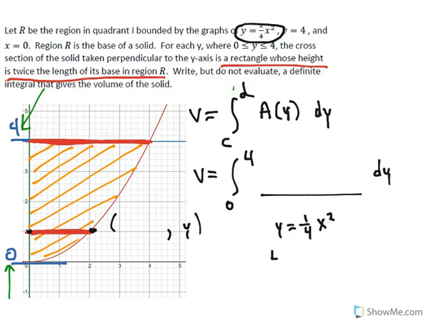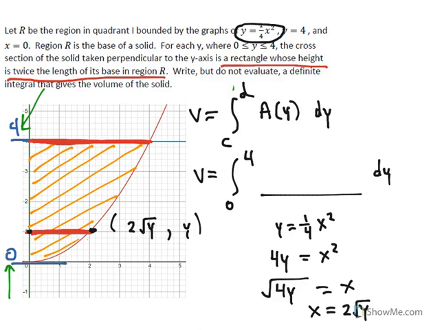So we multiply both sides of the equation by 4 and get 4y is equal to x squared. And then we will take the positive square root of both sides of the equation. The reason why we take the positive square root is because we're looking at quadrant 1, where x coordinates are positive. So we have x is equal to the positive square root of 4 times y, which you can write as the positive square root of 4 times the positive square root of y. The square root of 4 is 2. So we have 2 times the square root of y. So that is x in terms of y.